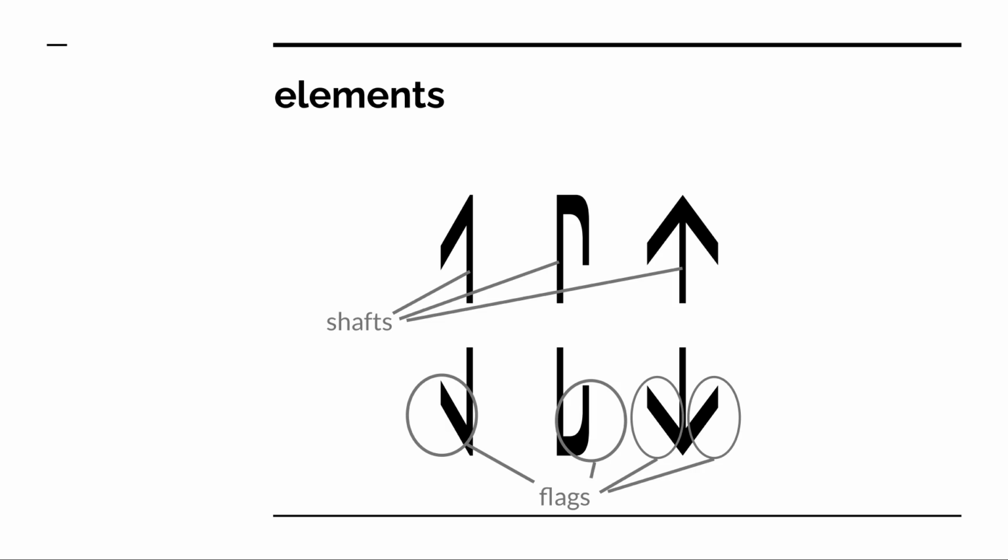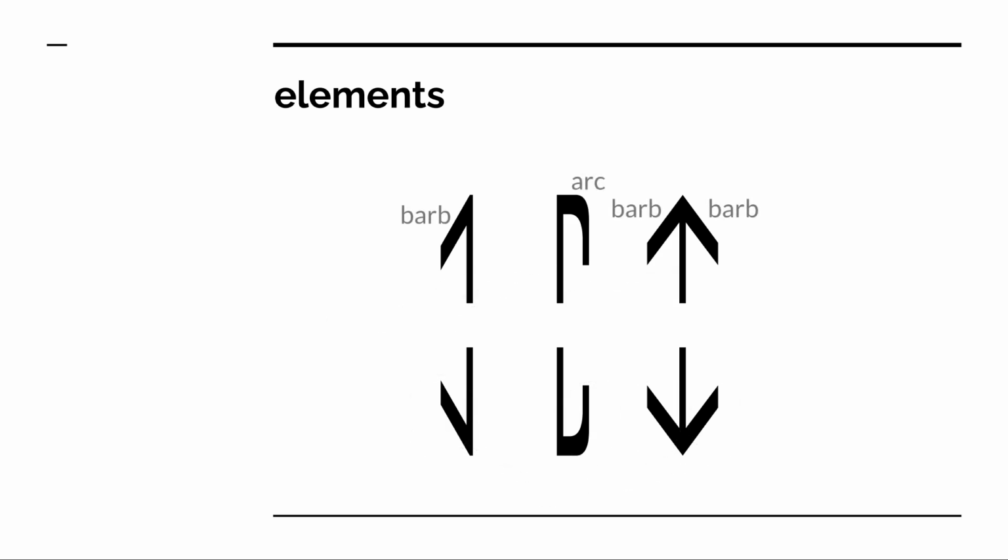The vertical line that every Sagittal symbol shares is called the shaft, like the shaft of an arrow. And the parts that hang off the sides are called flags. Shafts are all the same, but there are different types of flags. The straight flags are called barbs. The curved out lines are called arcs. And there are 2 more flag shapes, but we'll meet them later.